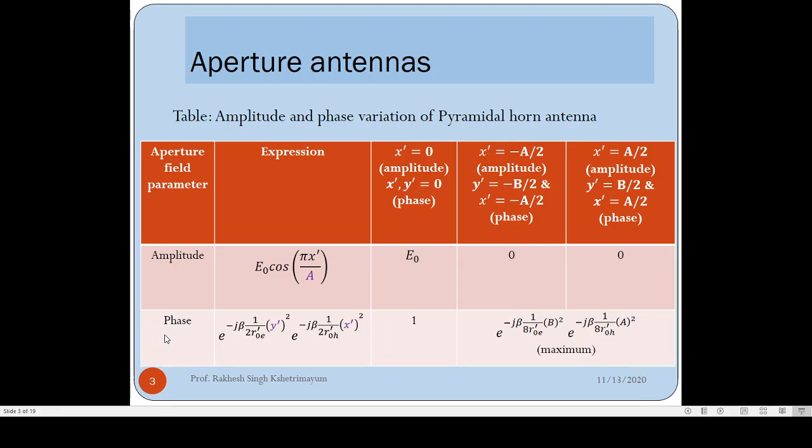How about the phase variation? The phase variation now depends on both x' and y', so we need to see it with respect to both. When x' and y' are 0, we are at the center of the mouth of the horn antenna, and the phase factor becomes 1. There is no phase change at the center. But at the edges, where y' equals minus b/2 or plus b/2, or x' equals minus a/2 or plus a/2, you have the maximum phase variation. It is just the opposite of the amplitude variation: at the center you have the maximum amplitude of the electric field, and at the two edges you have 0 electric field.